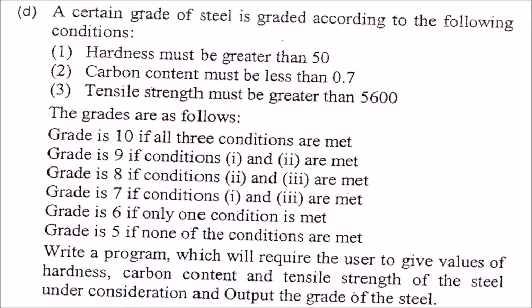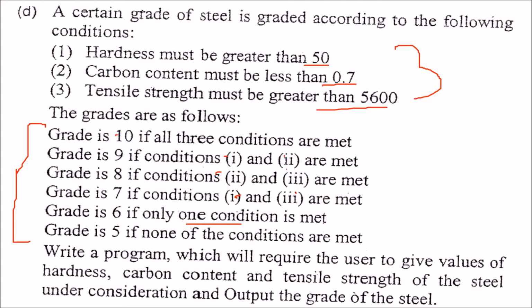A certain grade of steel is graded according to the condition. Hardness must be greater than 50, carbon content must be less than 0.5, tensile strength must be greater than 5600. There are certain grades given. Grade 10 is given if all these conditions are met. Grade 9 if conditions 1 and 2 are met. 8, if 2 and 3 are met. 7, if 1 and 3 are met. 6, if only one condition is met. And 5, if none of the conditions are met.